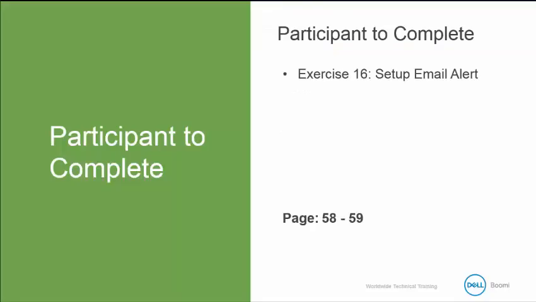Now it's your turn to set up email alerts. This begins in your book on page 58 and it goes up to page 59. When we return, we will be learning about the exception shape.